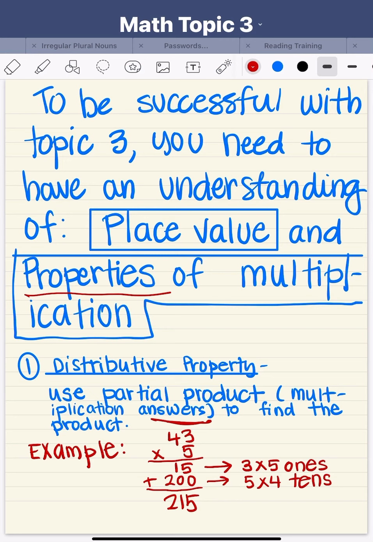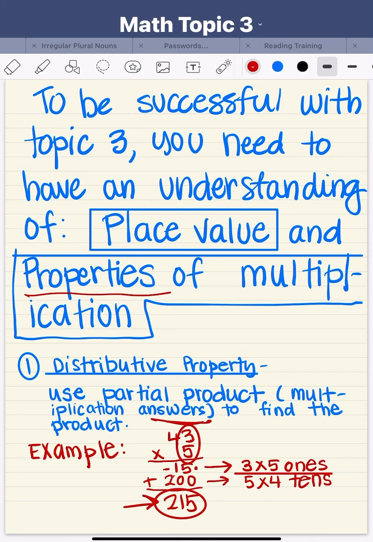All right? Okay, so for example, 43 times 5. Well, it's 215. That's our product. But we get to our product by finding the partial products. For example, I'll multiply 5 times 3, okay? 5 and 3 are both in the ones place. 3 times 5 is 15. There we go. We got 3 ones and 5 ones. Multiply them together, you get 15.